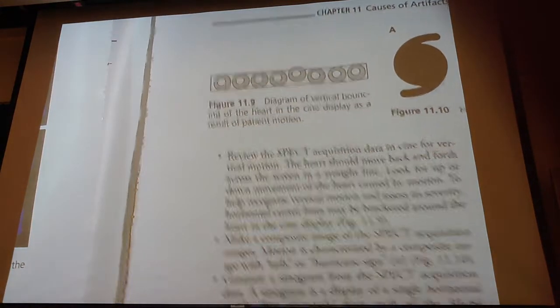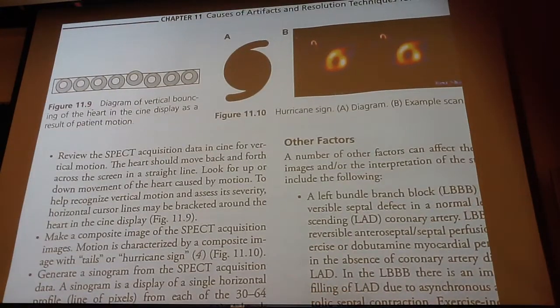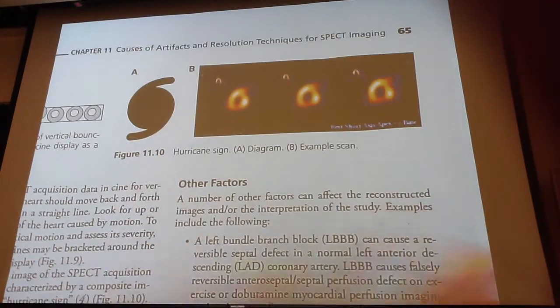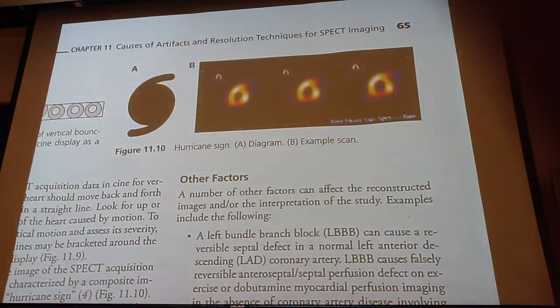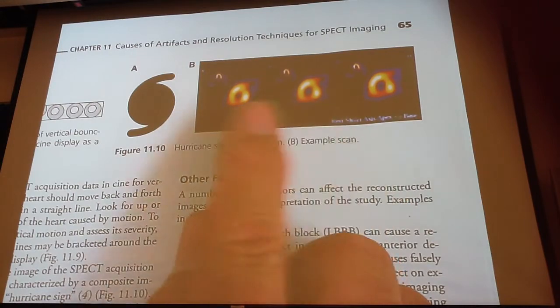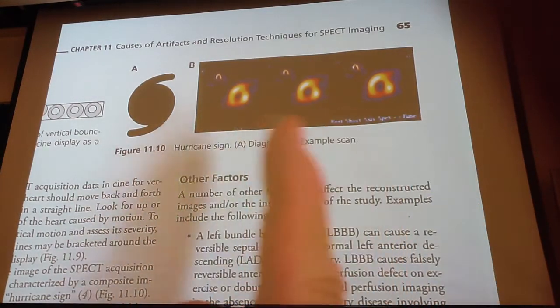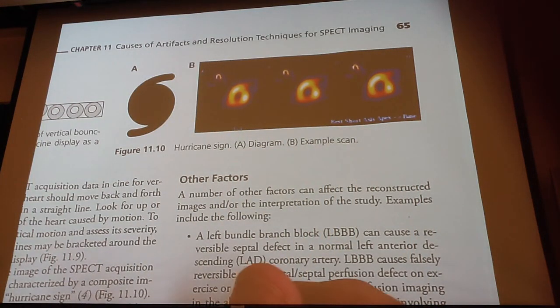The other thing you can look for is what they call the hurricane sign. You've all seen, whenever there's a hurricane coming in, we have this type of a thing here. On the quiz that I'm going to give you next week over the cardiac, I'll put something like this and ask you, what type of a problem does this most likely represent? Is that the short axis? That's a short axis view.